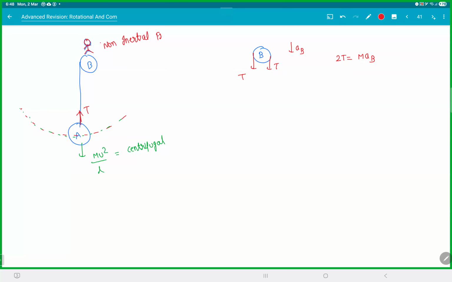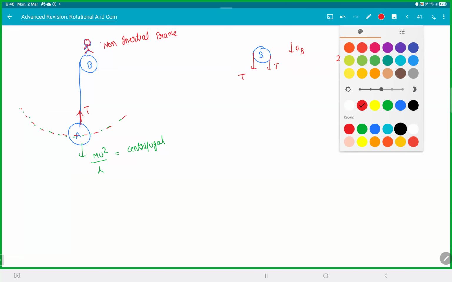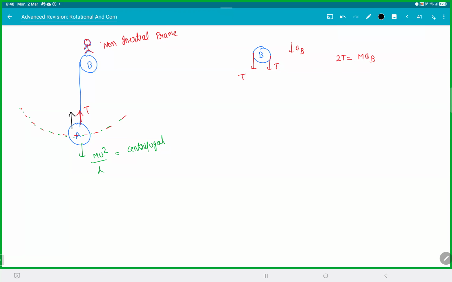So the observer will say, okay, since I'm standing in a non-inertial frame, I also have to apply a pseudo force, which is mass of the body times acceleration of the observer in the opposite direction. So B's acceleration is downwards, so the pseudo force will be in this direction. This is mAB. This is called the linear pseudo force, which you studied in NLM. This is your pseudo force basically.